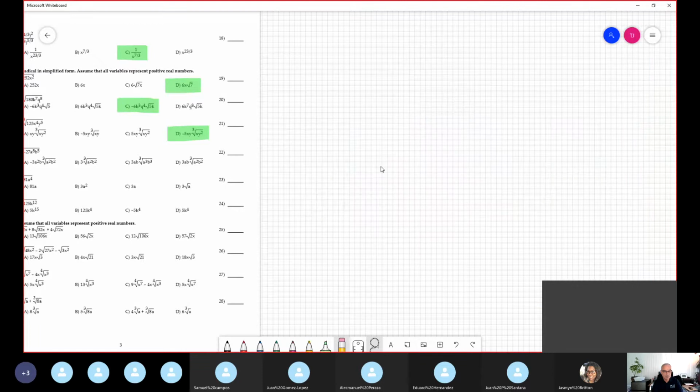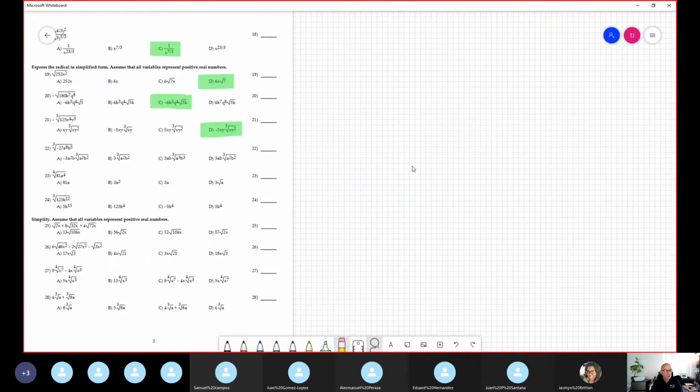Okay, now the 22nd. The 22nd is the cubic root of negative 27 a to the 8th power b to the 5th power.